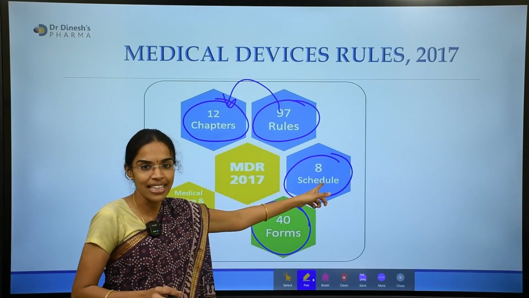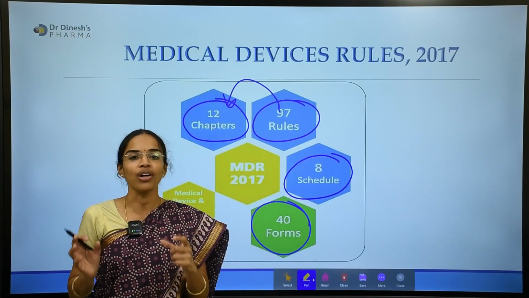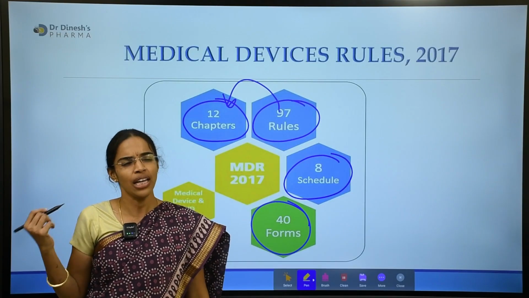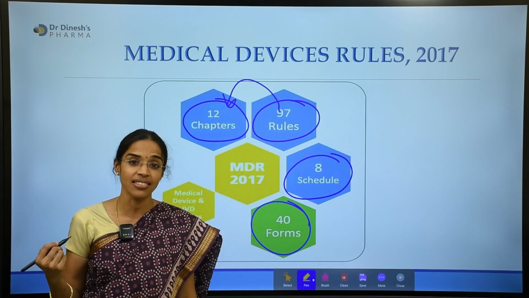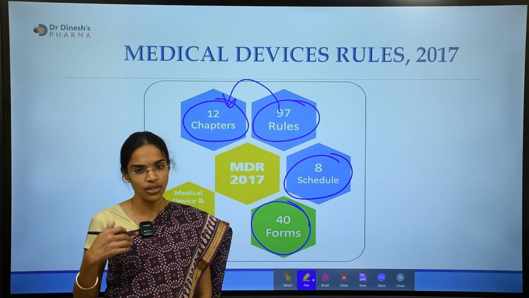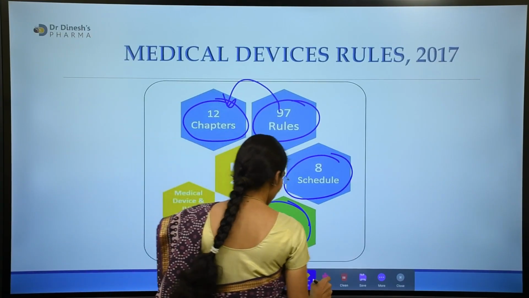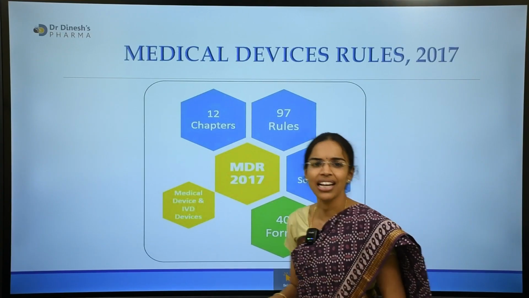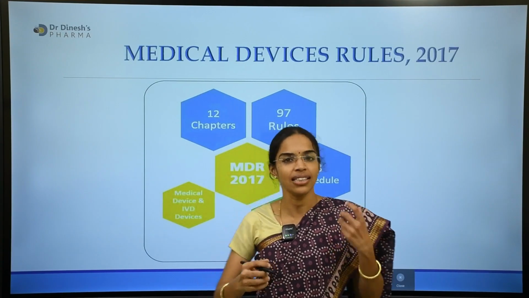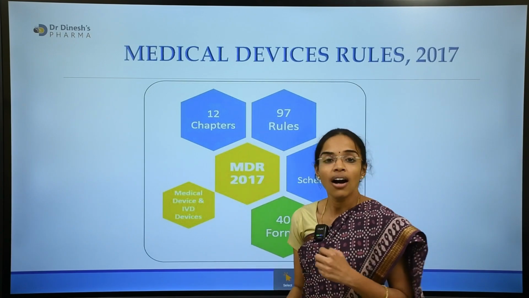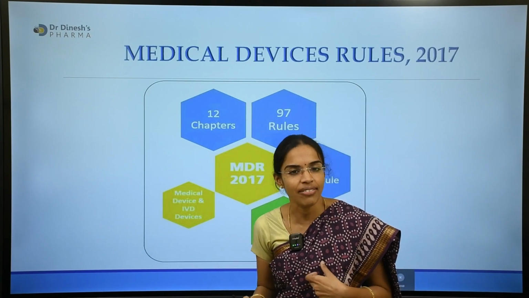Also 8 schedules and 40 forms. There are various forms for imports, licensing, applications, everything. We will see the forms later. To start with the Medical Devices Rules, where did it actually start? As we have mentioned, it was given in 2017.